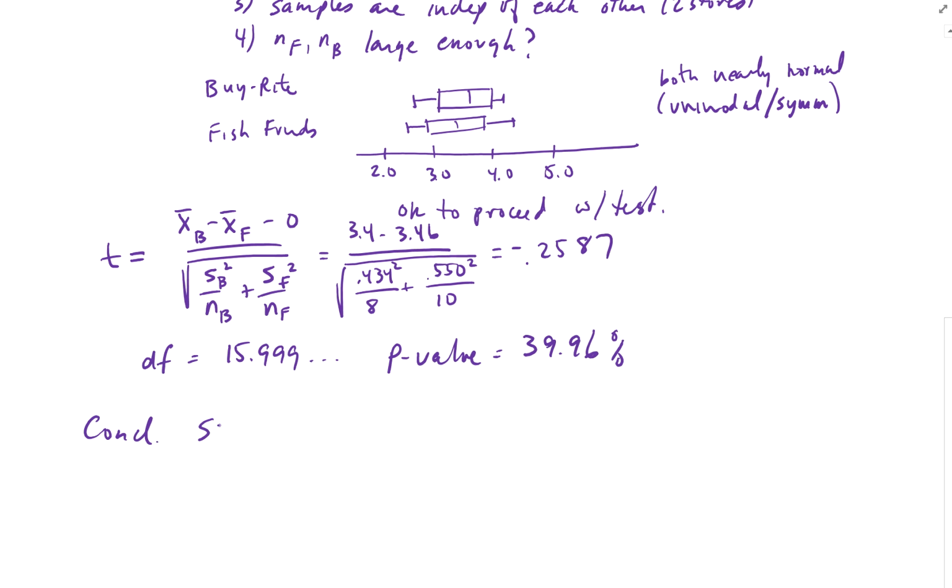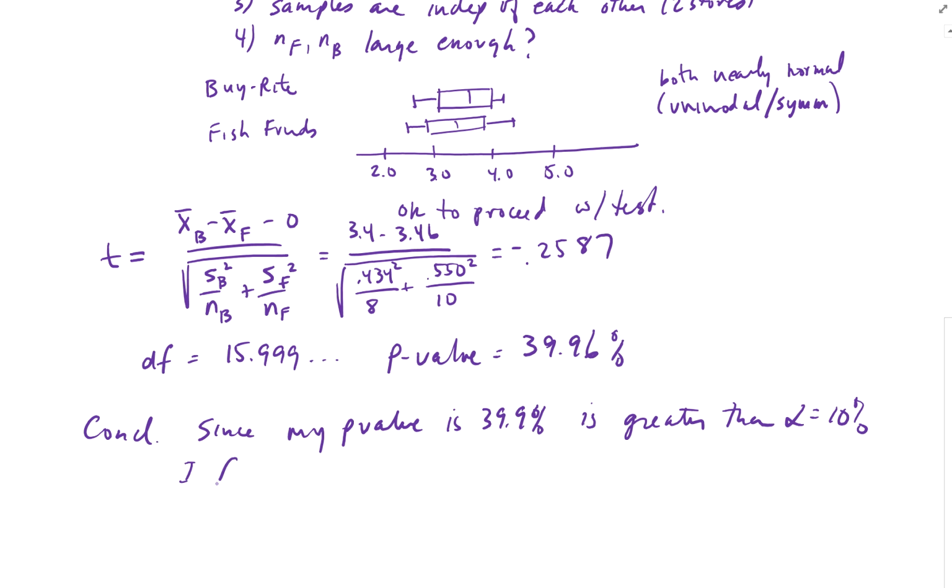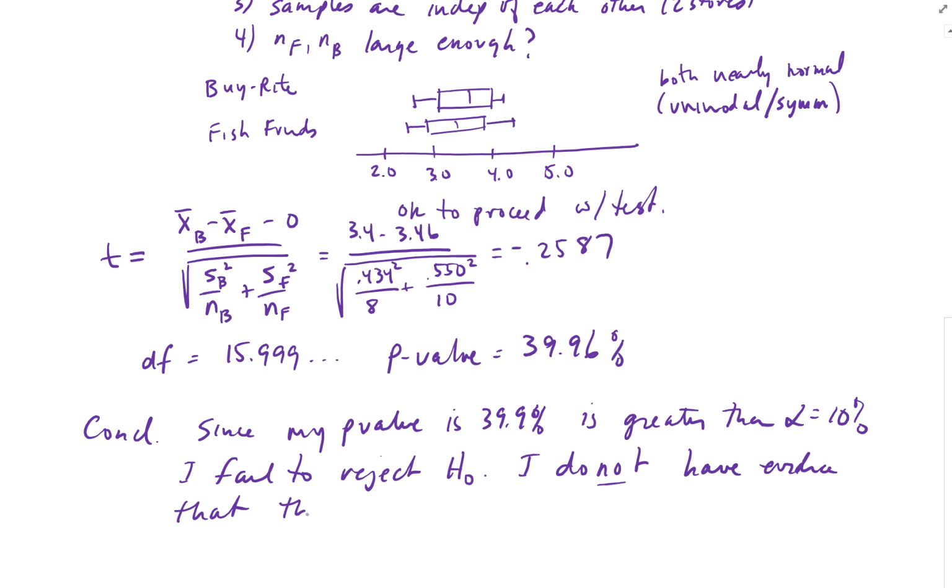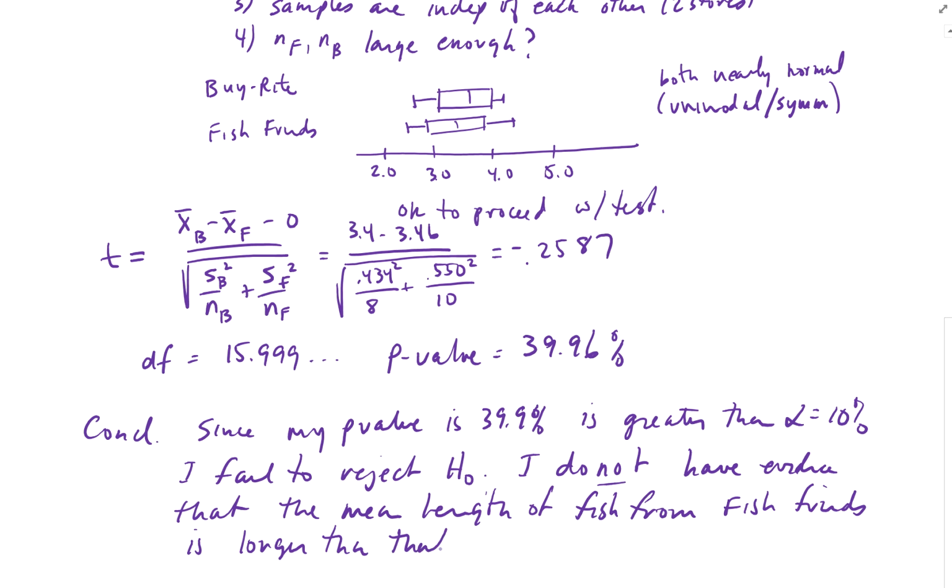Okay, conclusion. Since my p-value, 39.9%, is greater than alpha equals 10%, I fail to reject H0. I do not have evidence that the mean length of fish from Fish Friends is longer than that of Buy Right.